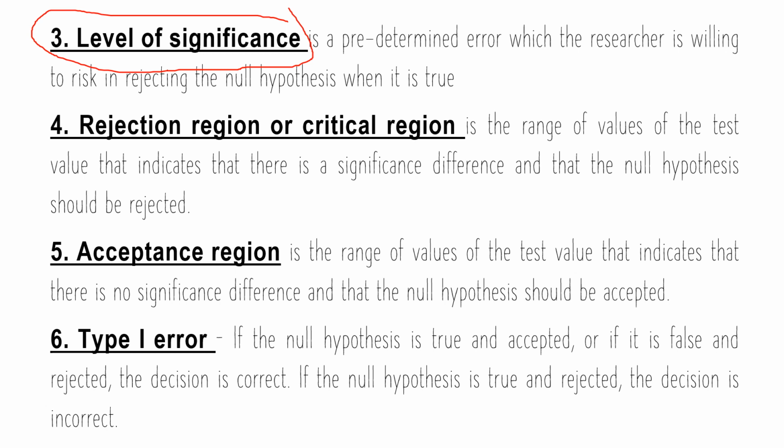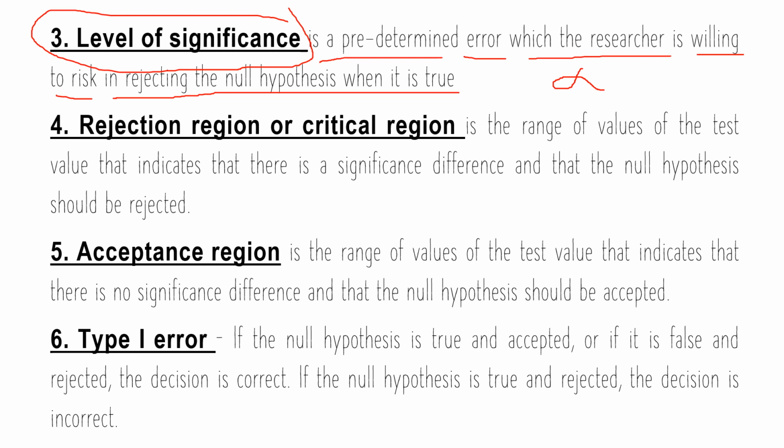For the third term, your level of significance, it is a predetermined error which the researcher is willing to risk in rejecting the null hypothesis when it is true. So this level of significance will be your alpha. When we are dealing with your alpha, as a researcher, this will be the maximum error that we want to encounter in your research.